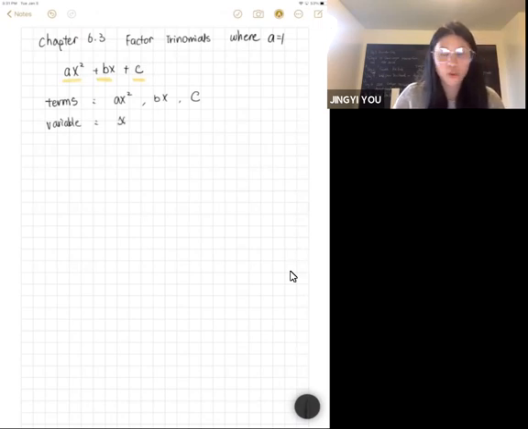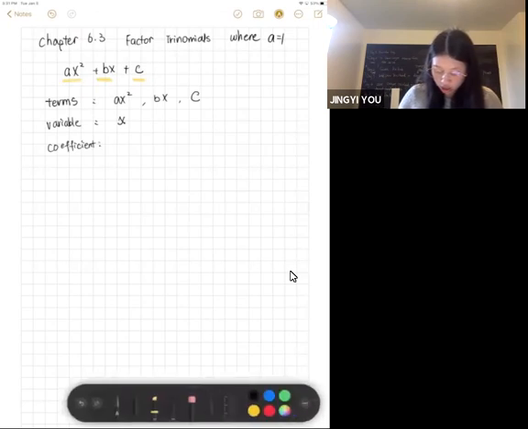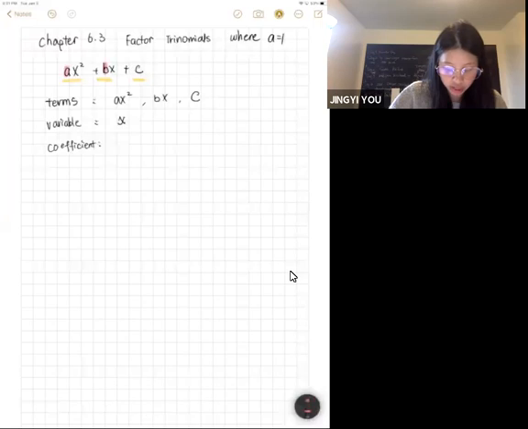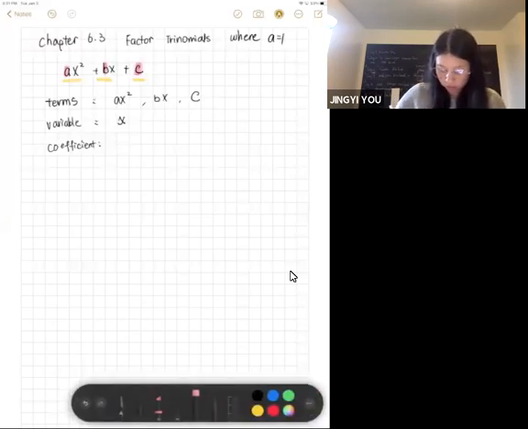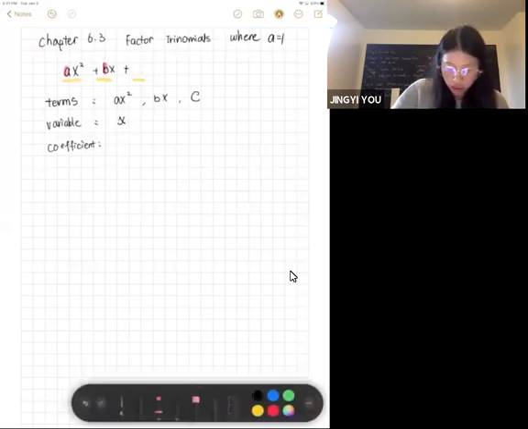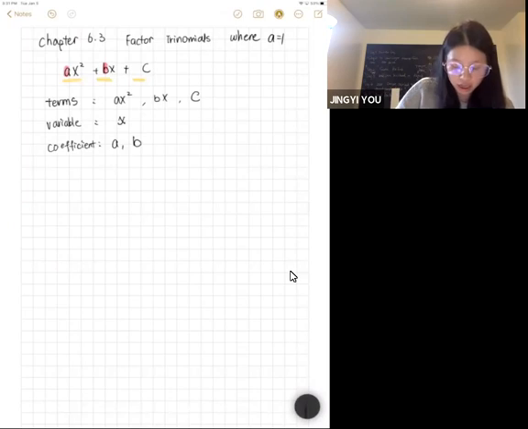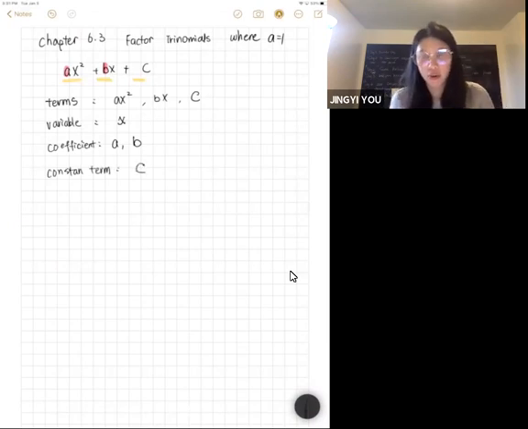Okay? So what is a coefficient? Coefficients are the numbers in front of the variable. The part that I highlighted, in our case, not C, I'm sorry, it will be our A and B. These two are coefficients. The name for C is called the constant term, because it doesn't have a variable, so that's why it's called the constant term.